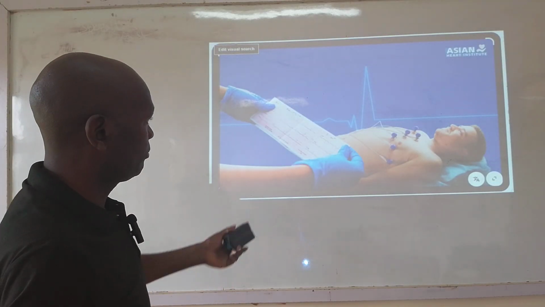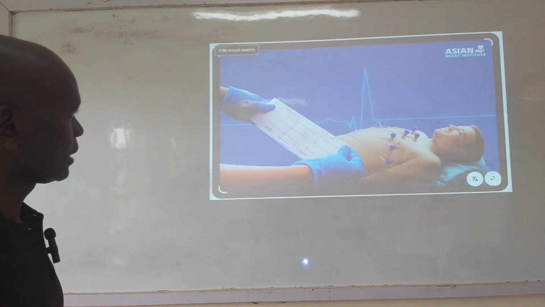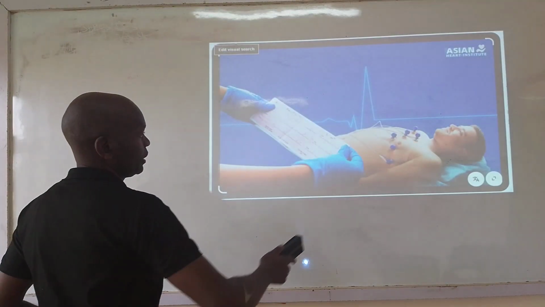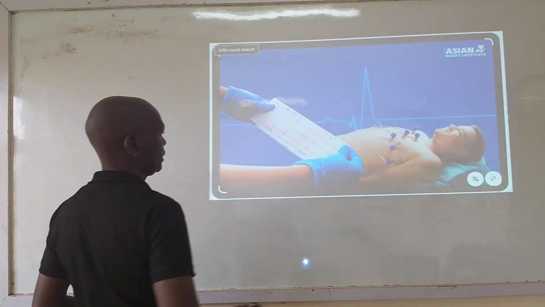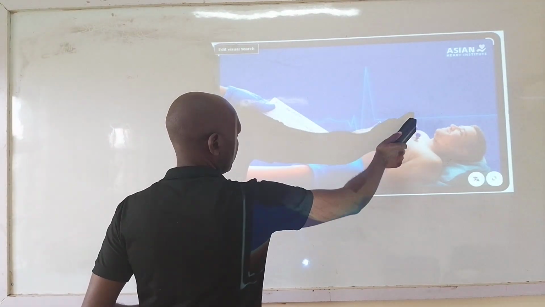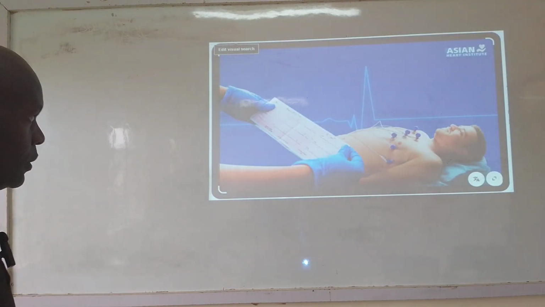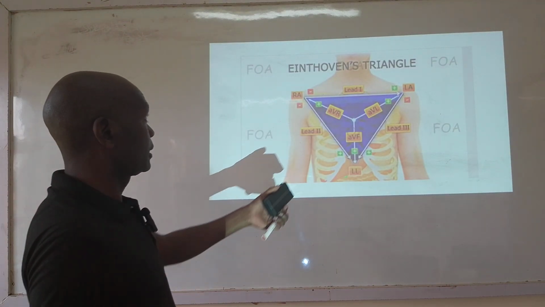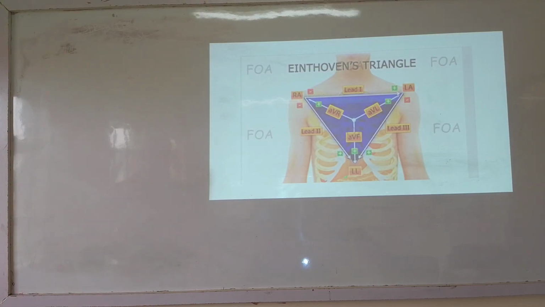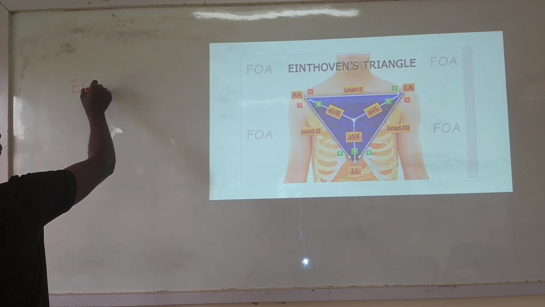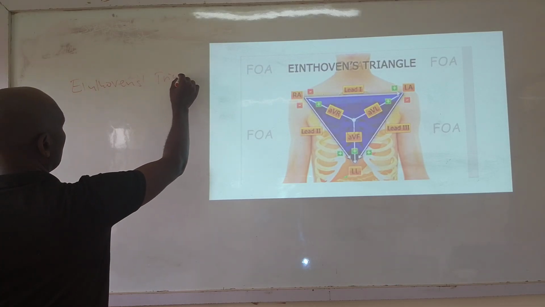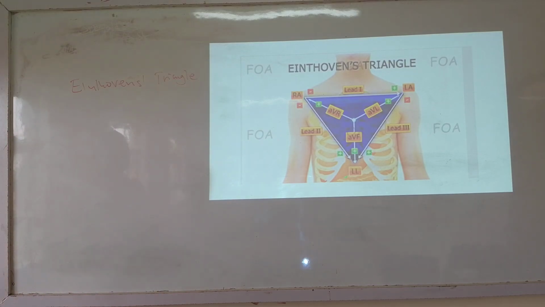So this is how the patient is placed when you are taking the ECG recording. So these are the electrodes we have been talking about, and these ones are the chest or precordial electrodes. So that is how they are arranged. Now this triangle here is called Einthoven's triangle.